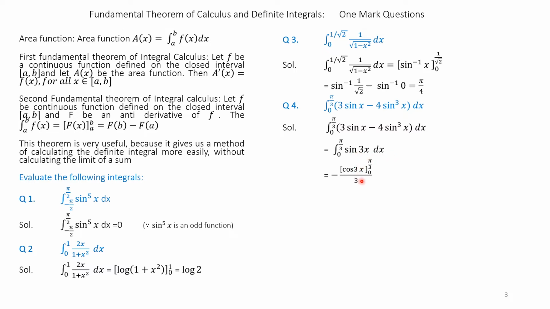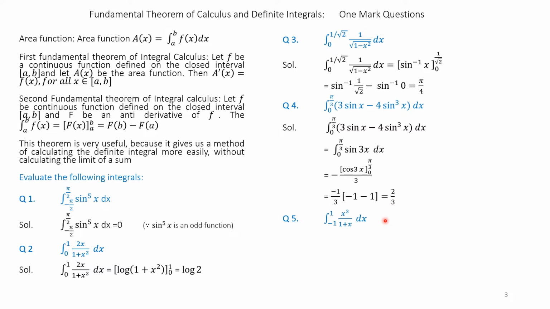This 3 in the denominator is the coefficient of x. Therefore, it is minus cos 3x by 3. The lower limit is 0, the upper limit is pi by 3. Therefore, it becomes minus 1 by 3 into cos pi minus cos 0, that is, minus 1 minus 1, which is equal to 2 by 3. That is the answer. Next question.